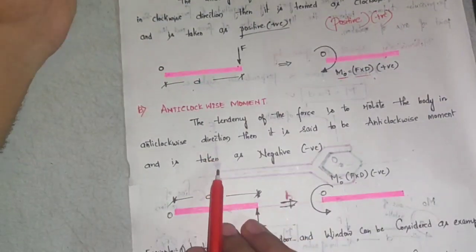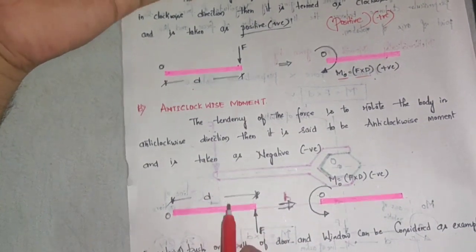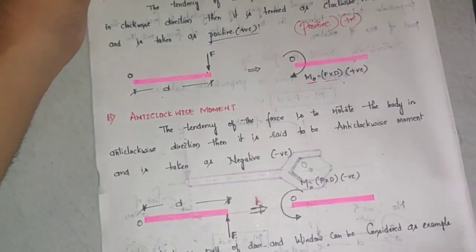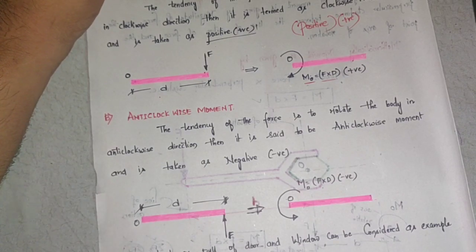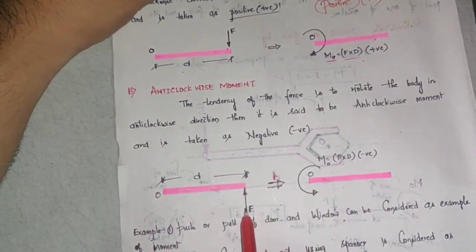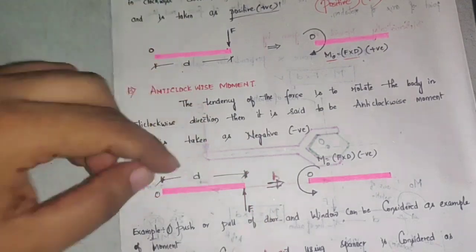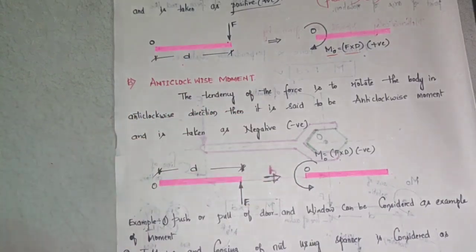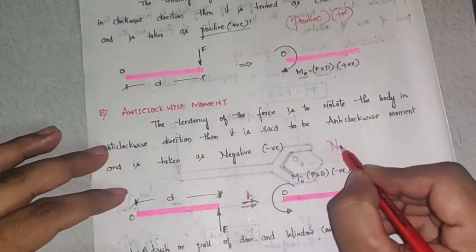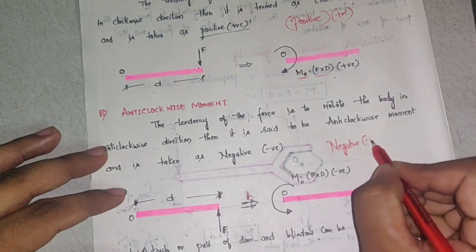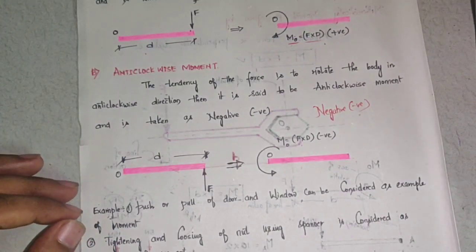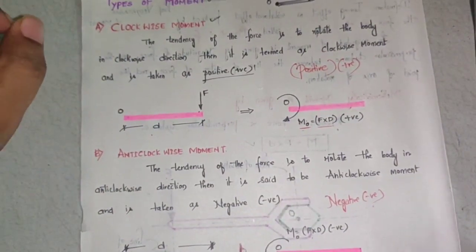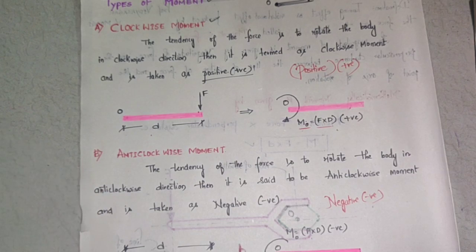Similarly, anti-clockwise. Anti means opposite of clockwise. So the rotation caused is in the direction opposite to that of the clockwise direction. That moment is called anti-clockwise moment. Here I have changed the direction of force. Now it is acting from the bottom. So how will this object rotate? It will rotate like this. So it is termed as anti-clockwise moment and it is taken as negative. These are the types of moment. Clockwise moment is positive, anti-clockwise moment is negative.